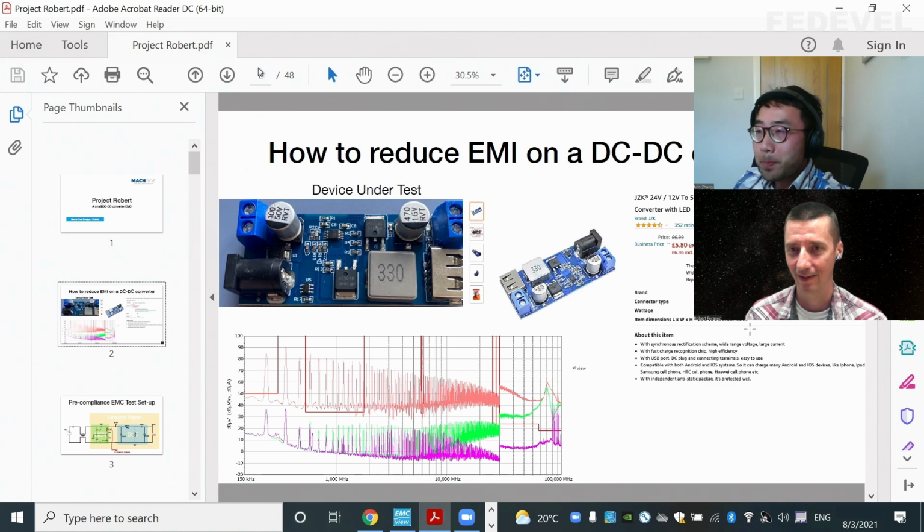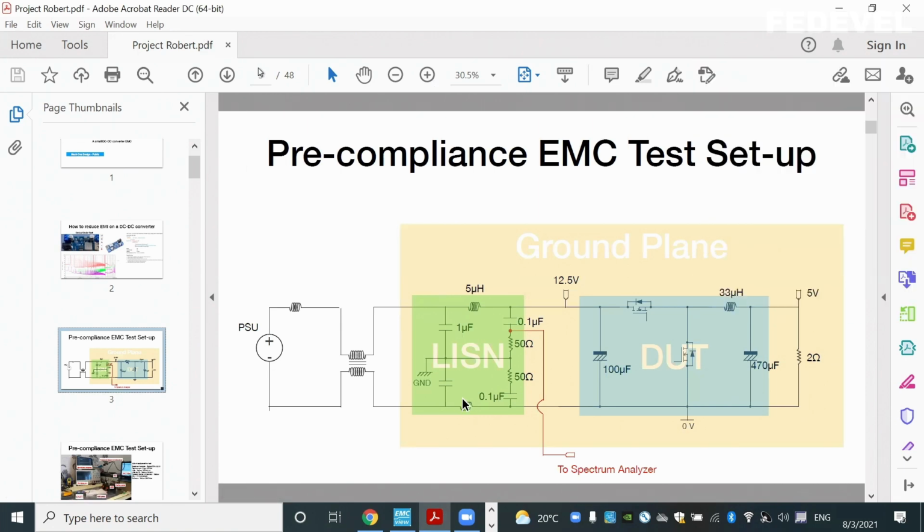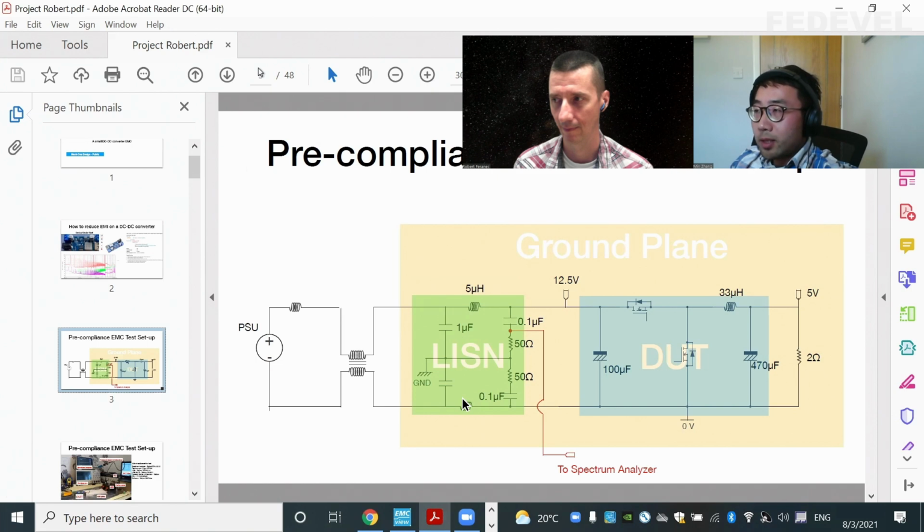That's correct. Okay, so what is your setup, or how did you connect this board? The setup is shown here. This is the system diagram of what we call the pre-compliance EMC test setup. Pre-compliance EMC testing is something we do as EMC engineers to test a product in-house. We don't have the standard shielded room, but we still want to test the performance, so we call this a pre-compliance test setup.